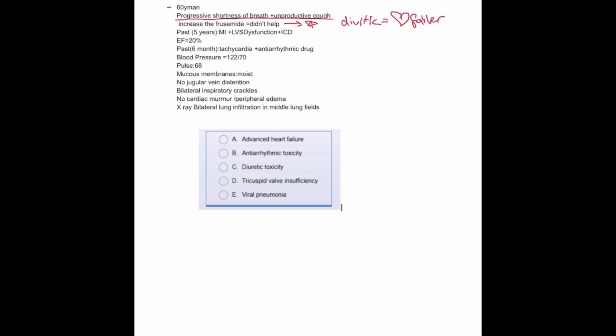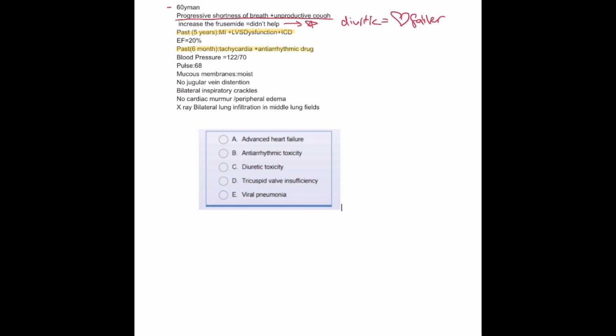In the past 5 years, he had a myocardial infarction with left ventricular systolic dysfunction. He was treated by an implantable defibrillator and his ejection fraction is 20%. So let's see what happened next. 6 months ago, he had a tachycardia and he was treated by antiarrhythmic drugs.